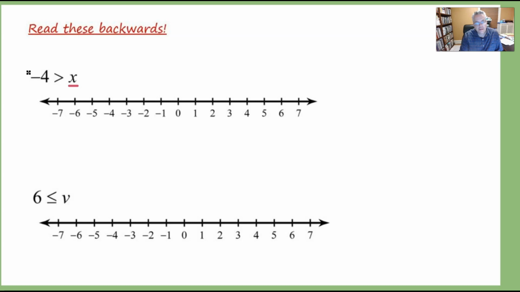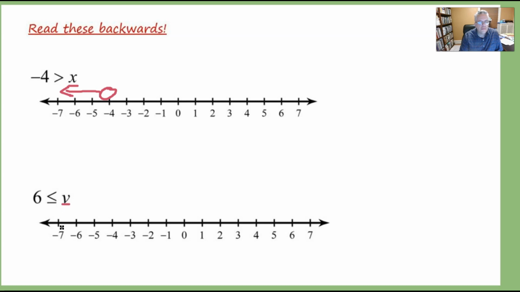It's the same as saying -4 is greater than x, but it's a little more useful to start with x. X is less than -4. So I'm going to put a hollow dot at -4, and since x is less than -4, it's going to go to the left.